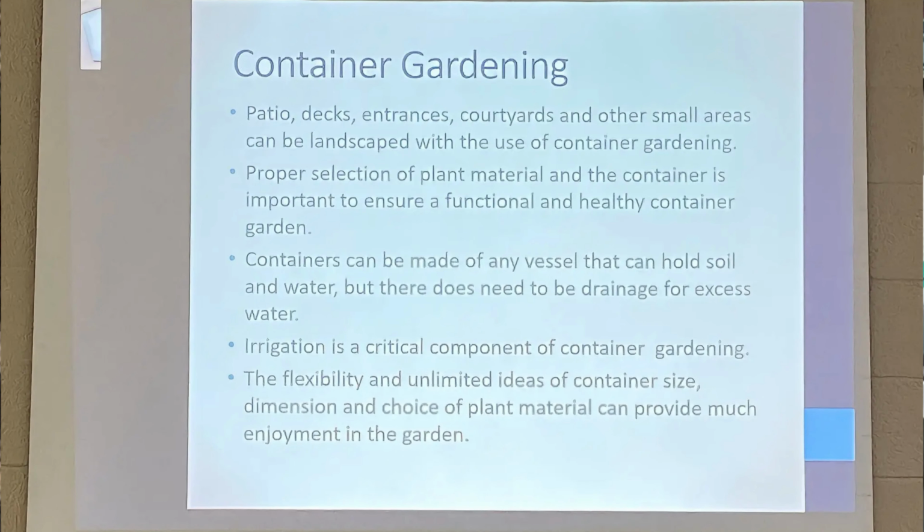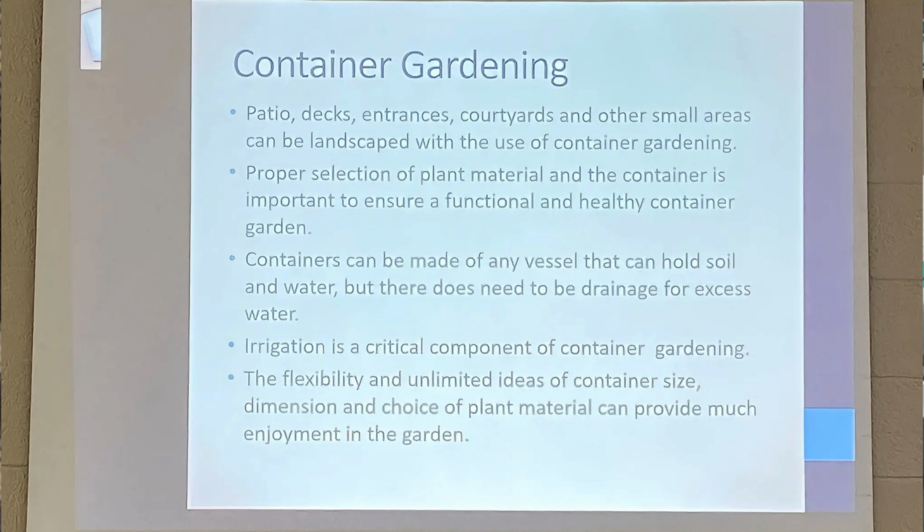Container gardening. Patios, decks, entrances, courtyards, and other small areas can be landscaped with the use of container gardening. Proper selection of plants, material, and the container is important to ensure a functional and healthy container garden. Containers can be made of any vessel that can hold soil and water, but there does need to be drainage for excess water. Irrigation is a critical component of container gardening.